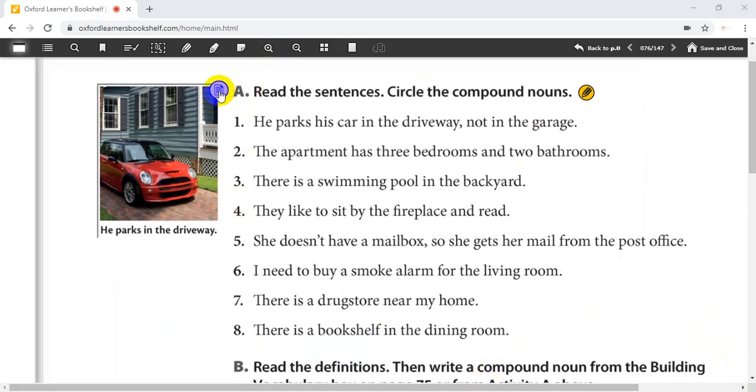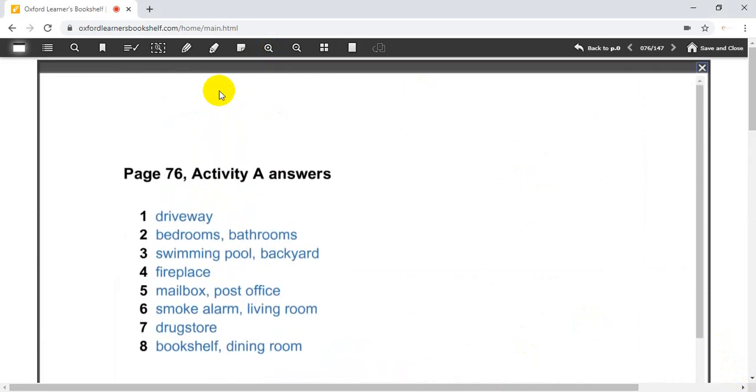All right, now let's have a look at the answers. Number 1 is driveway. In number 2, we have two compound nouns, bedrooms and bathrooms. In number 3, we again have two compound nouns: swimming pool, which is a two-word compound noun, and backyard, which is a one-word compound noun. Fireplace.